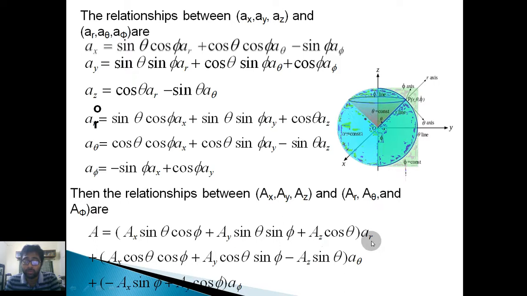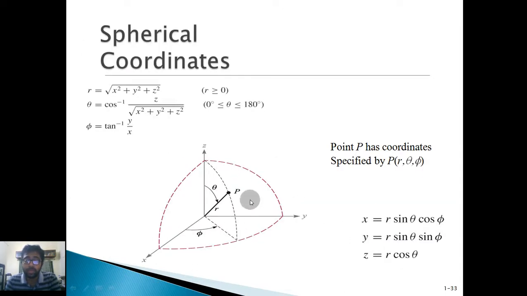So using this mathematical progression, we have established the relationship between x and r, theta and phi. We have also established a relationship between y and r, theta and phi, and with z we have established a relation with r and theta. So let's go to the next slide.